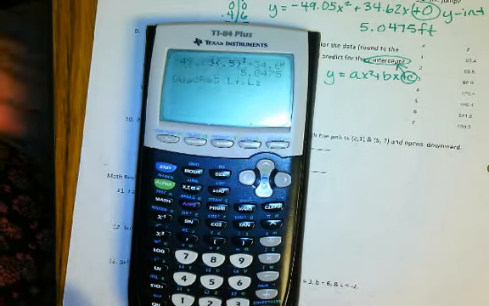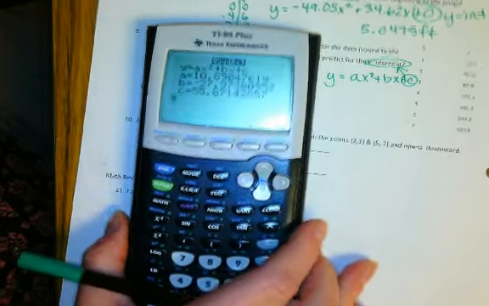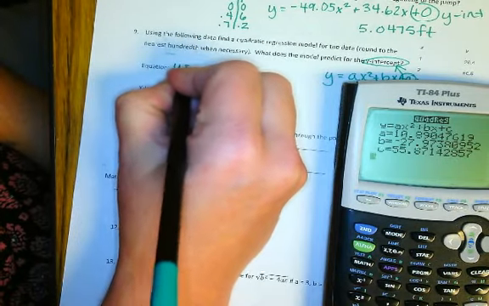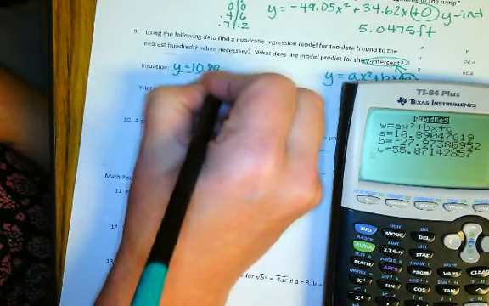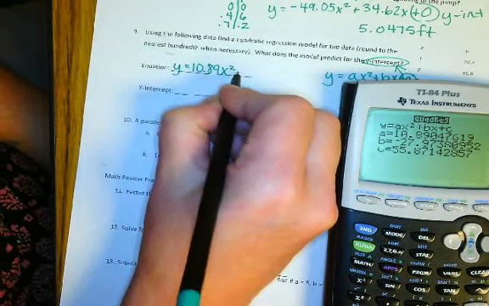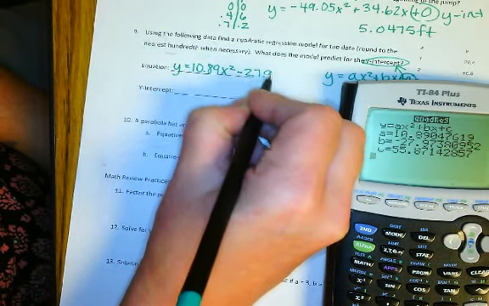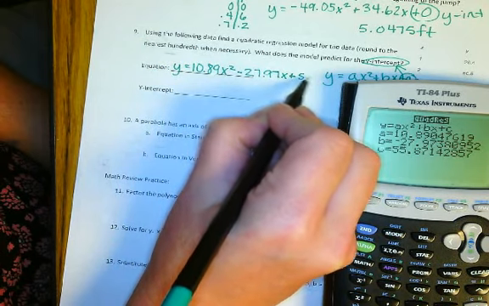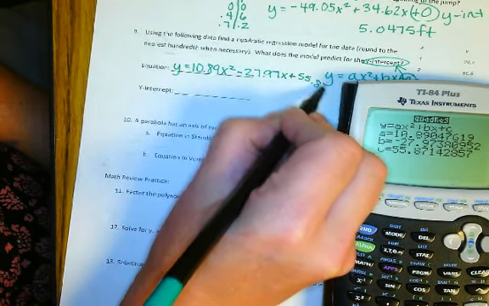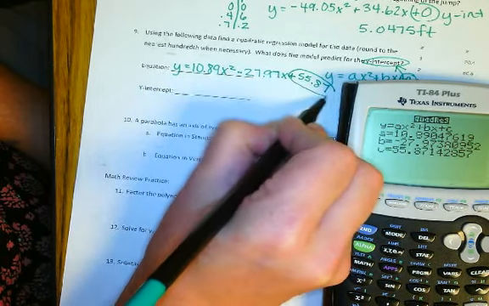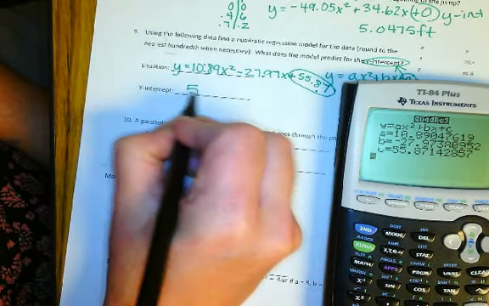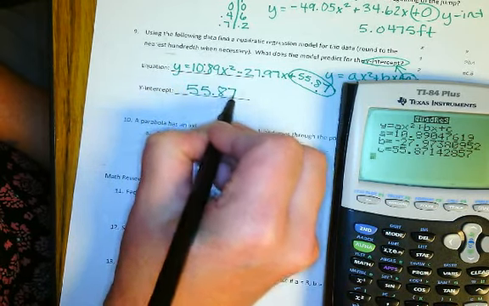quad reg. All right, I'm going to round to the hundredths. So for my equation, I'm going to have y equals 10.89x squared minus 27.97x, and then plus 55.87. So that's my y-intercept, A, B, C. So my y-intercept is 55.87.